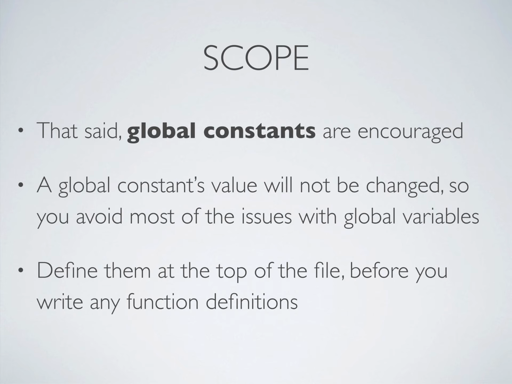So a global constant's value won't be changed, so because of that, you avoid all of the issues that we just talked about with global variables. Since constants don't change, there won't be any confusion about, oh, this function just used this variable, now I have to go find that variable and figure out what the value is. If it's a constant, you know immediately what that value is. Ounces per pound, that's 16. I know that already because that's how many ounces are in a pound. So again, global constants are okay, and they're encouraged.